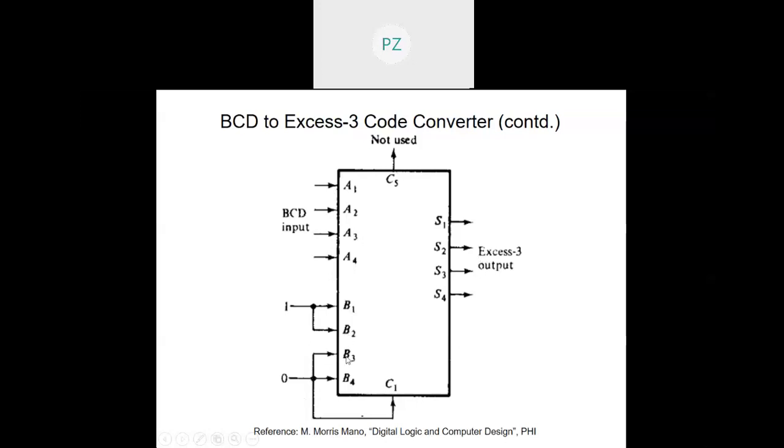And also the 0 that I'm feeding at B3, B4 to make these 2 bits constant as 0 is also being fed to the input carry, right? And C5 is never used because a carry is never going to occur, because I'm talking about x3 code conversion. The maximum value that I can have is 9. So 9 plus 3, the maximum value is 12, which will never exceed 4 bits. So this will not be used.